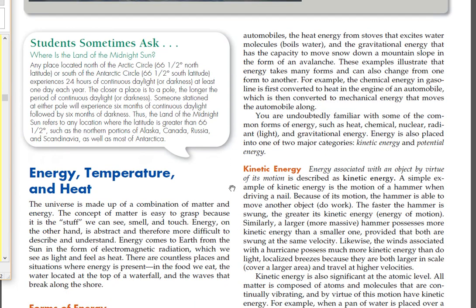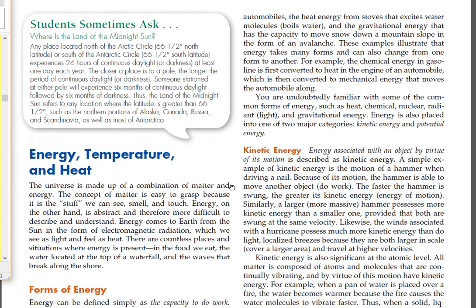Kinetic energy. Energy associated with an object by virtue of its motion is described as kinetic energy. A simple example of kinetic energy is the motion of a hammer when driving a nail. Because of its motion, the hammer is able to move another object, do work. The faster the hammer is swung, the greater its kinetic energy, energy of motion.